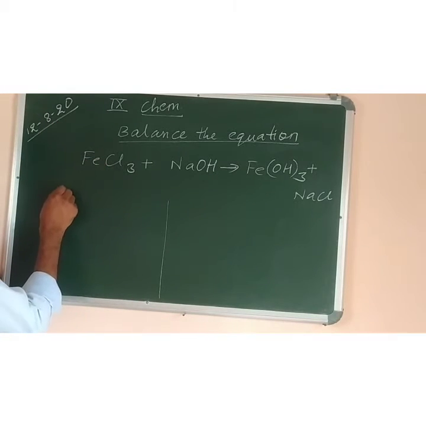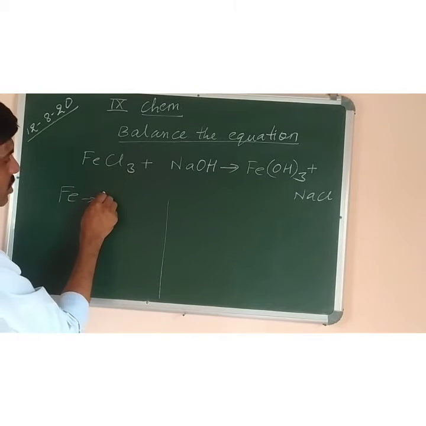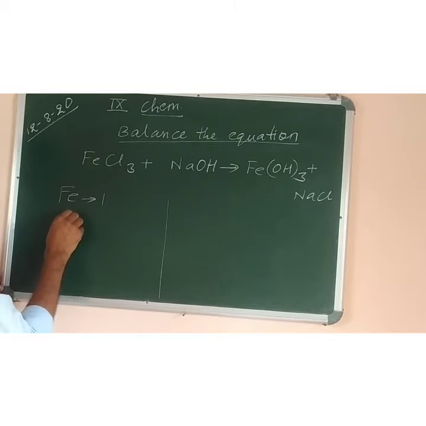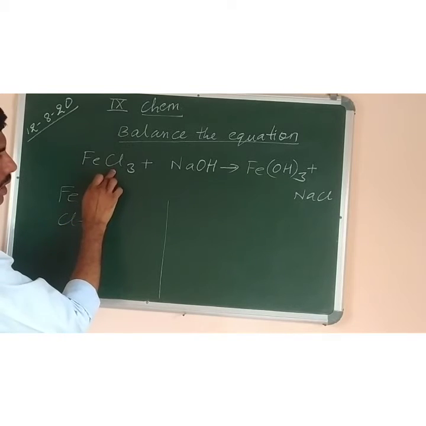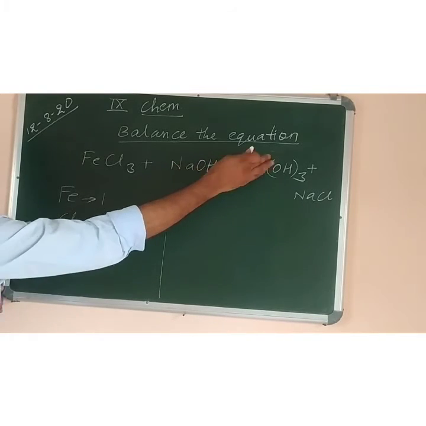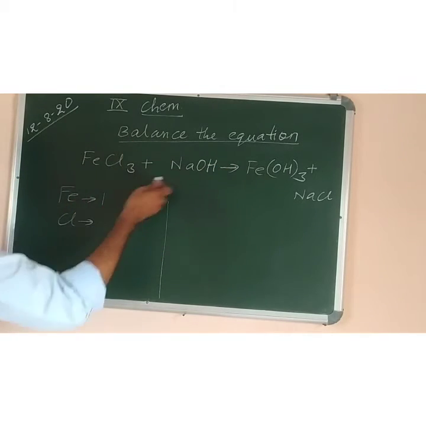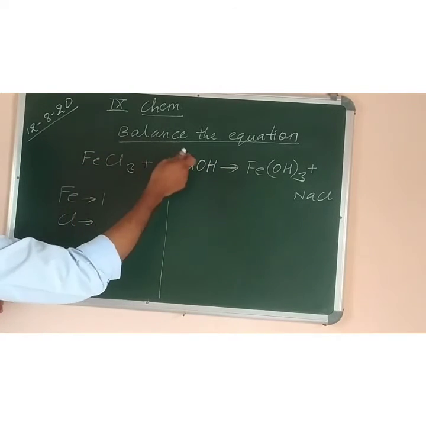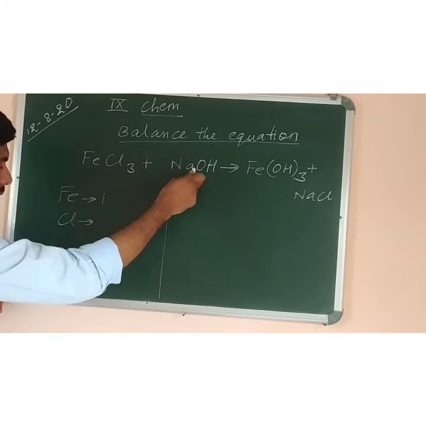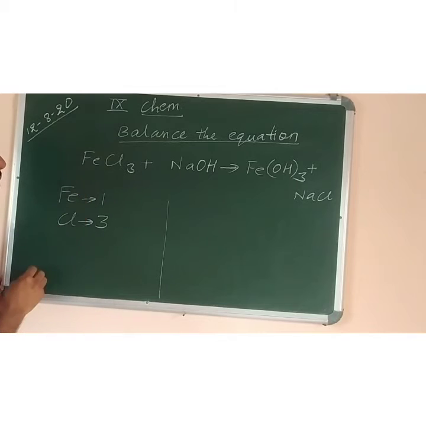We have to write down each and every element, like Fe, that is the symbol of iron. How many are there? 1, so write 1. Then Cl, that stands for chlorine. How many are there? 3. We have to see this side also. To the left of the arrow we have to count all of the atoms, like if 1 oxygen is here and 2 are there, then we have to add both of them. So here chlorine is only 3, so we write 3 atoms of chlorine.